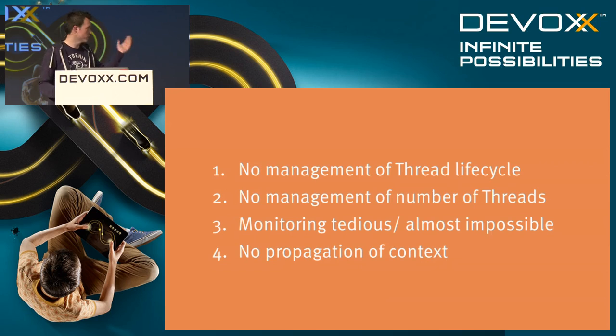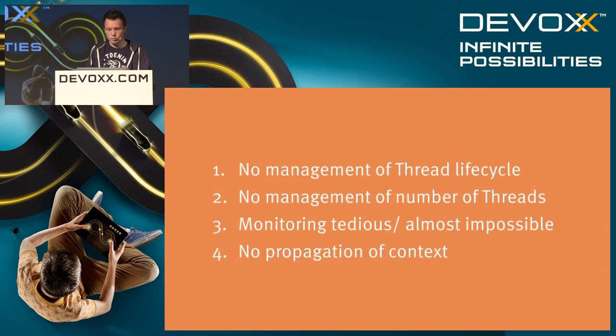And this, for example, includes monitoring. And if you ever try to monitor the actual state or the actual well-being of threads that you kicked off this way, you know how tedious and close to impossible it is to actually provide meaningful metrics for monitoring. And of course, in Java EE applications, you also have the problem that the context is not propagated to the new thread.